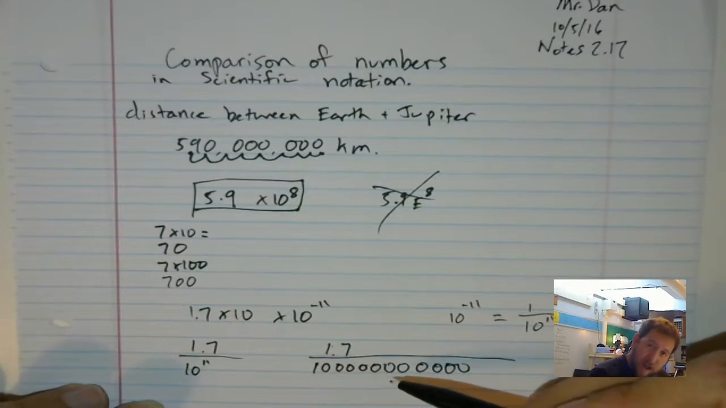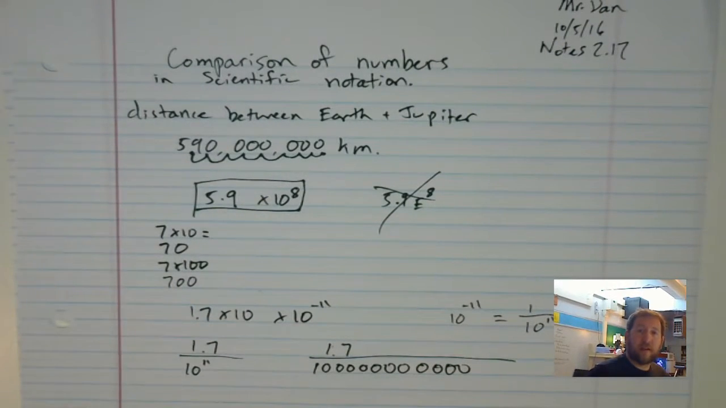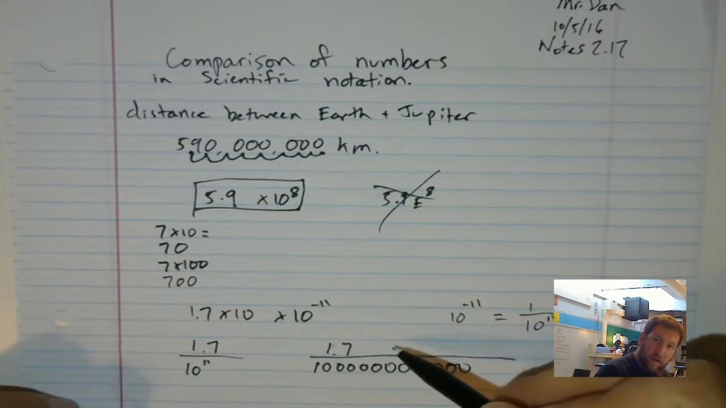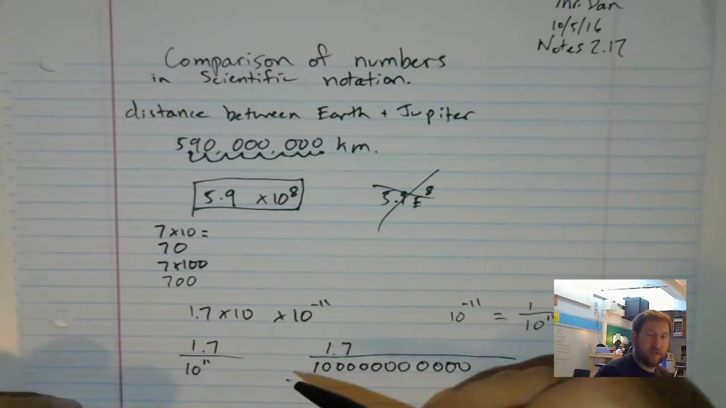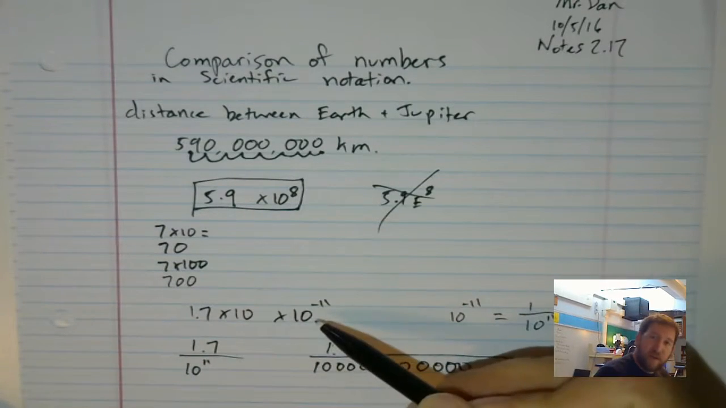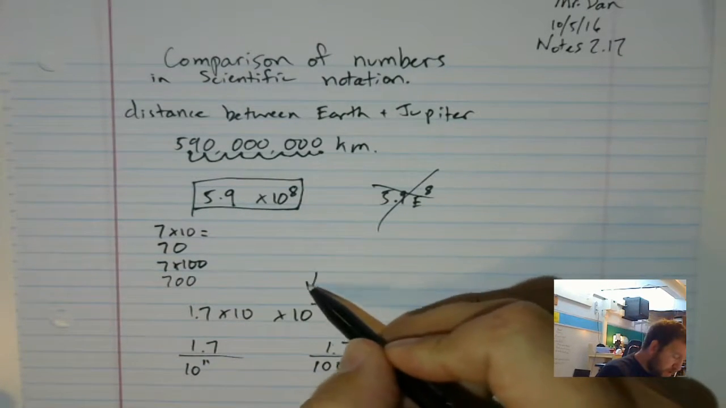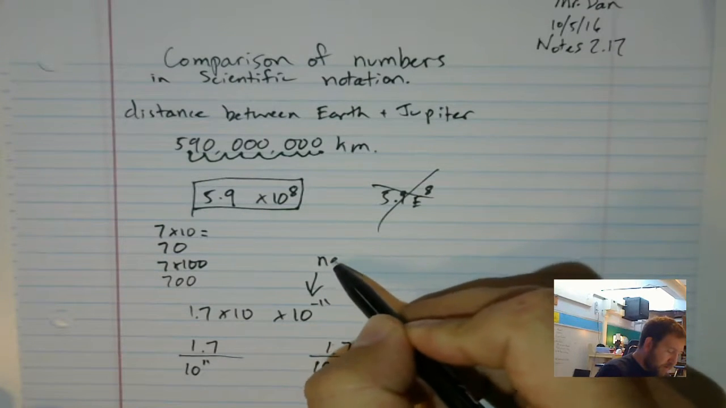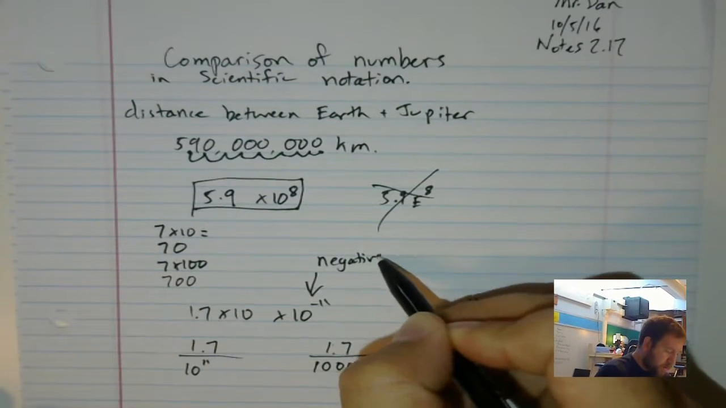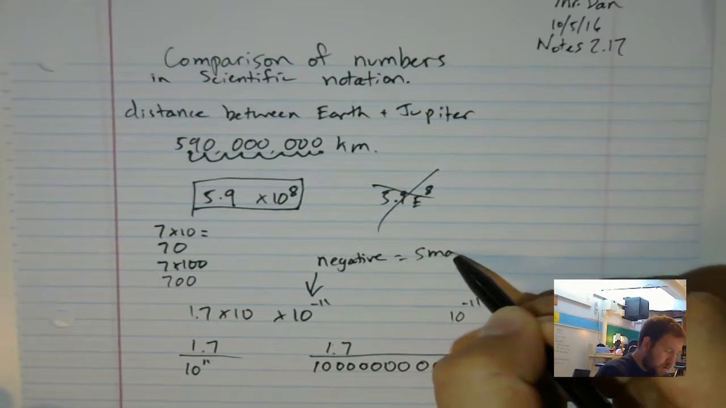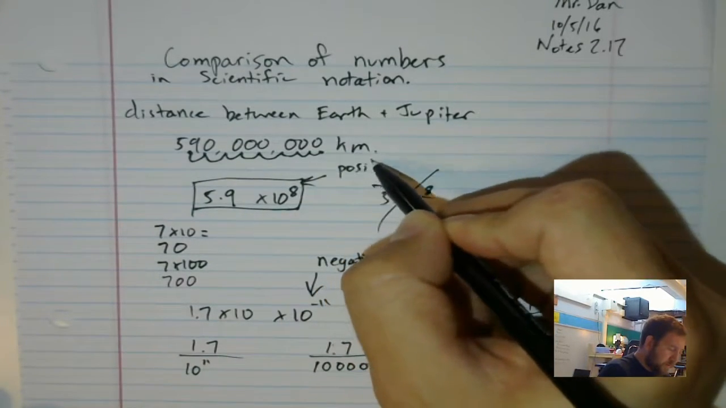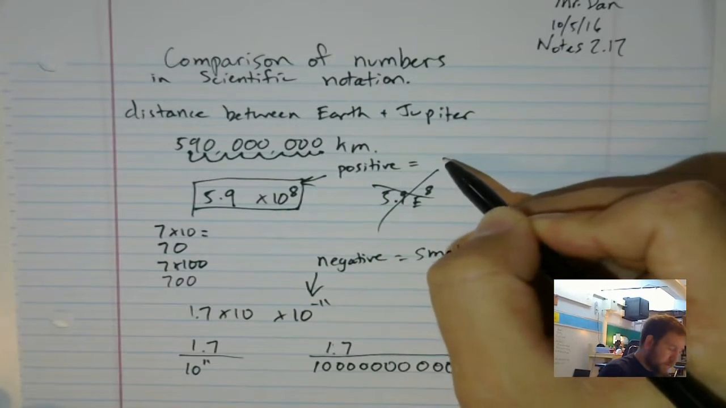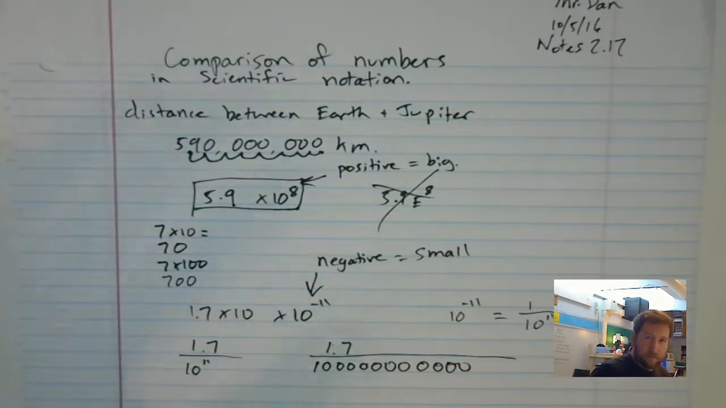And when I divide, I do the opposite of what I do when I multiply. So instead of adding the zeros to the end, I move the decimal point this direction. So this number turns very, very small when this is negative. So negative equals small, and positive equals big. Okay? Quick refresher.